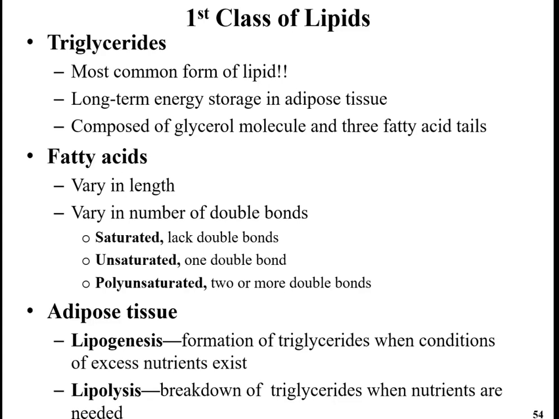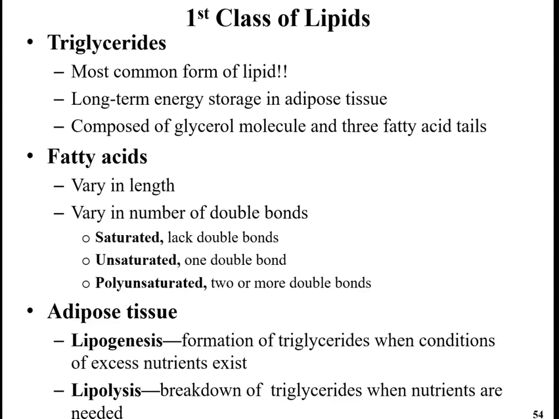All right, so first up is triglycerides. This is the most common form of lipid. This is the long-term energy storage that we see in adipose tissue. It's composed of a glycerol molecule and 3 fatty acid tails. The fatty acids vary in length, and they vary in number of double bonds.